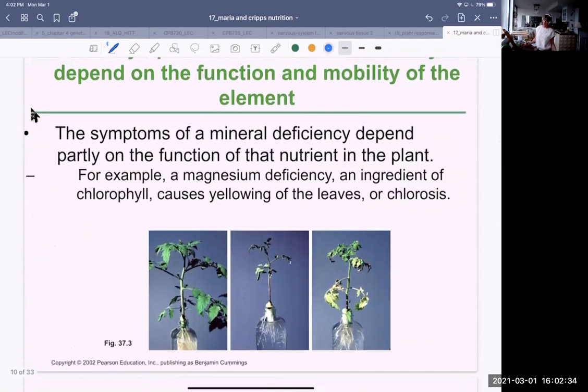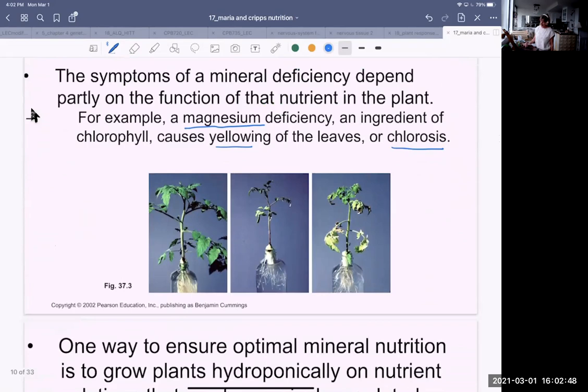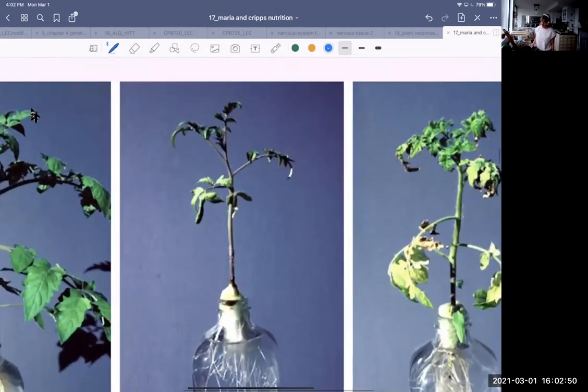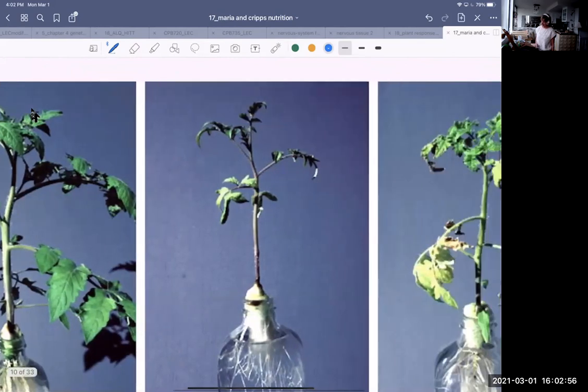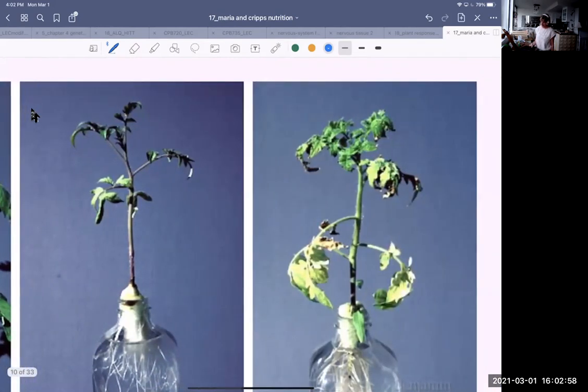It depends on the function of that nutrient. So magnesium is an ingredient of chlorophyll. If chlorophyll isn't present, chlorophyll is a green pigment, then the leaves will yellow. That's called chlorosis. So here you can see, this is a nice green plant, nice and green, this one here. This one, not so much. This one, not so much.